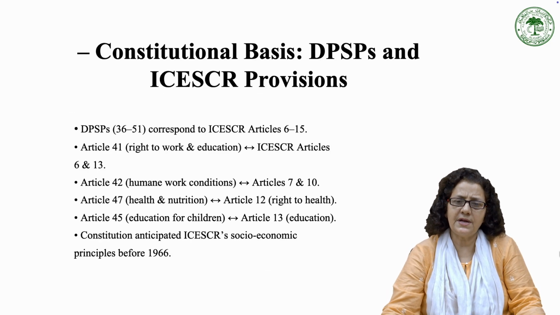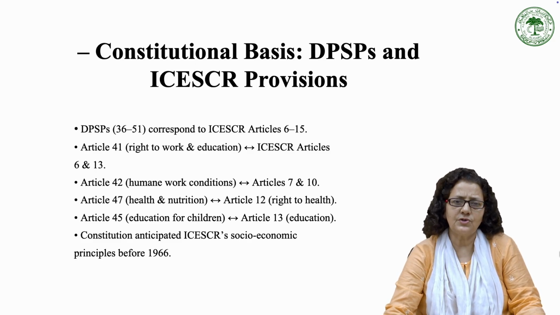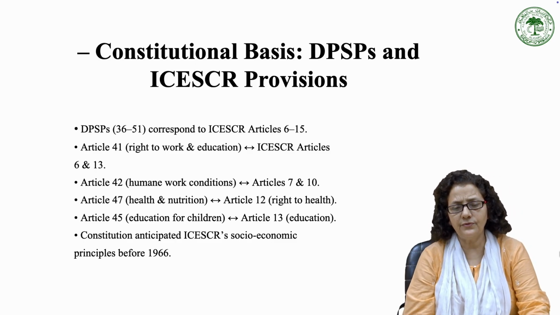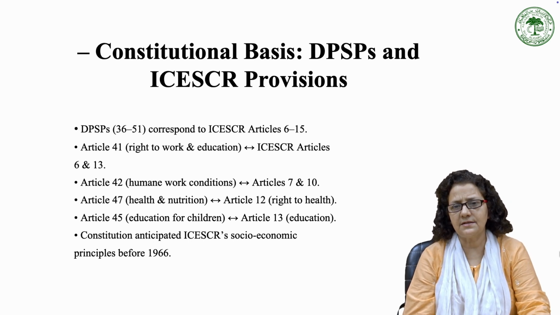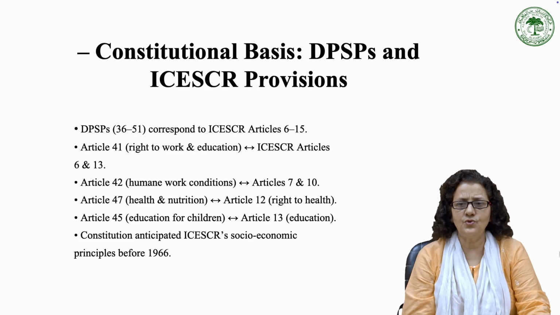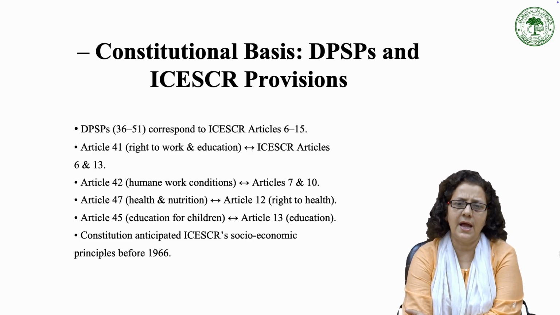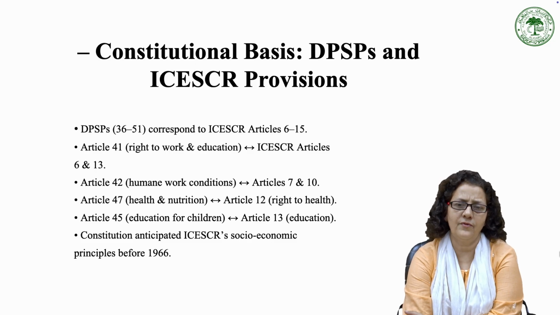The DPSPs from Articles 36 to 51 correspond closely to various articles of this covenant, from Articles 6 to 15. Article 41 of the Constitution ensures the right to work, education, and public assistance, echoing Article 6, right to work, and Article 9, social security, of the ICESCR. Article 42, which provides for humane conditions of work and maternity relief, reflects Article 7 and Article 10 of the Covenant.